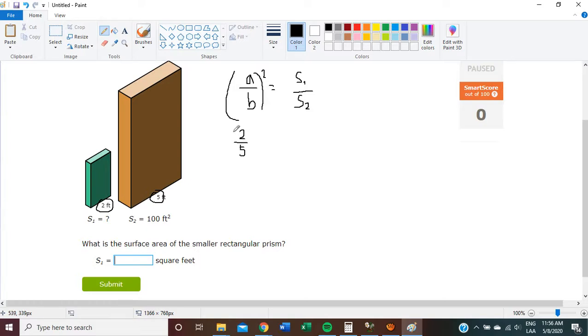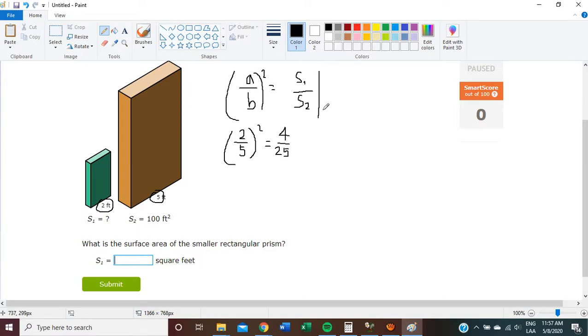All of this elevated to the power of 2. So this equals 2 times 2 equals 4. 5 times 5 equals 25. Okay, so far so good.